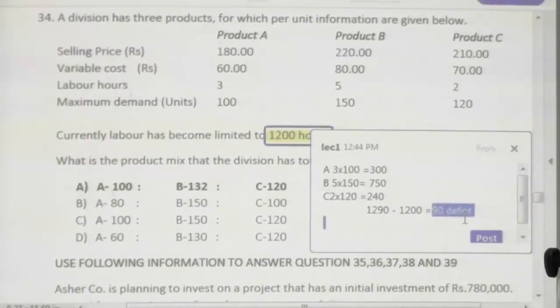Therefore you cannot produce all these quantities as you expect. This situation is called a limiting factor situation. The limiting factor is labor hours. Labor hour is limited. You require 1290, but you have only 1200. In such a situation, you cannot produce 100 units of A, 150 units of B, and 120 units of C. Now what is the solution? How can you set your production mix? From A how much can you produce, from B how much, and from C how much? Let's take the whiteboard and solve the question.